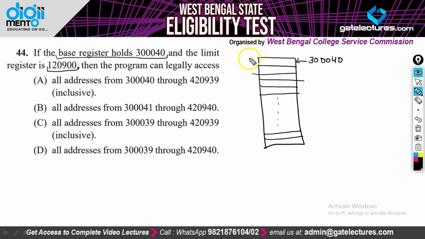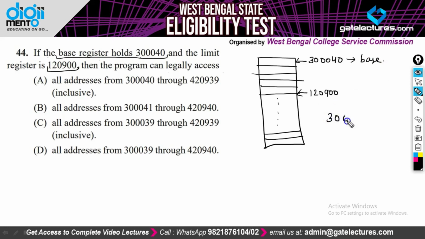Limit register tells up to which part our program can access the memory, not more than that. So let's suppose I am giving the limit as 120900. Alright, so they are saying it can legally access. So we will check up to which memory it can access. Base, in this, the value for base will never change.